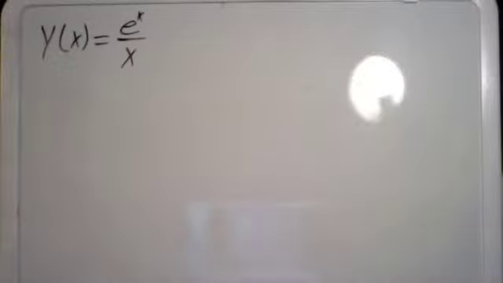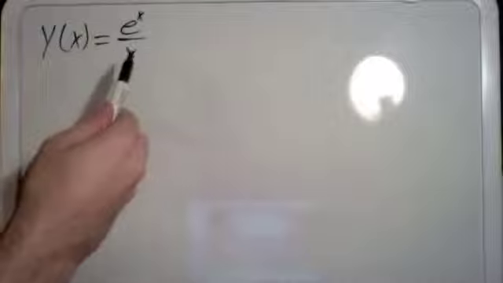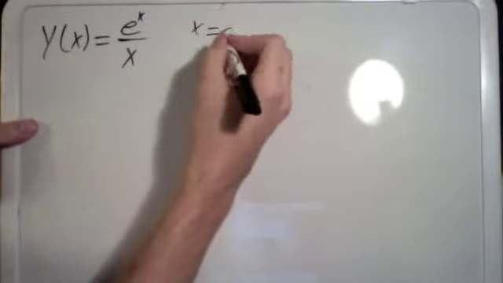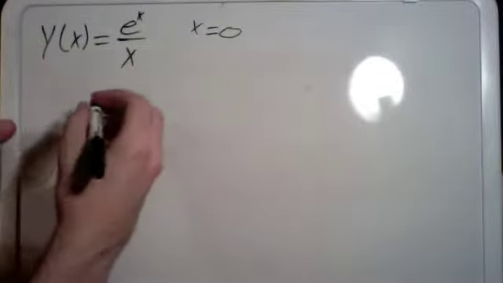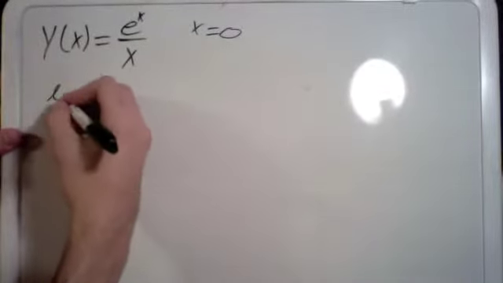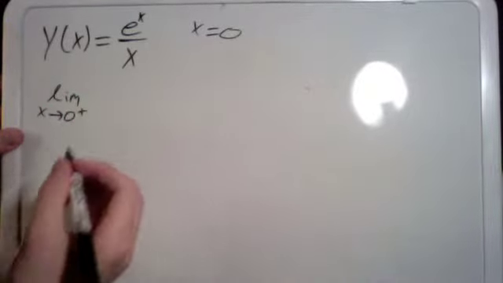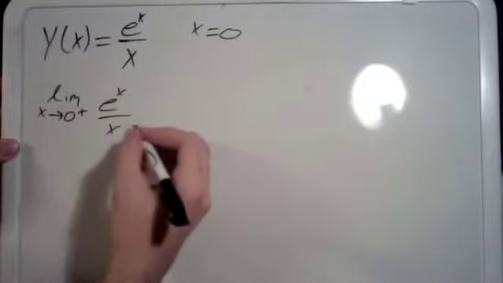So we're given this equation, y of x is equal to e to the x over x. We want to find where this denominator is equal to 0, and that's obviously going to be when x is equal to 0, and that's going to be undefined. So there's a good chance there's a vertical asymptote there. So what we're going to do is find the limit as x approaches 0 from the right-handed limit of e to the x over x.